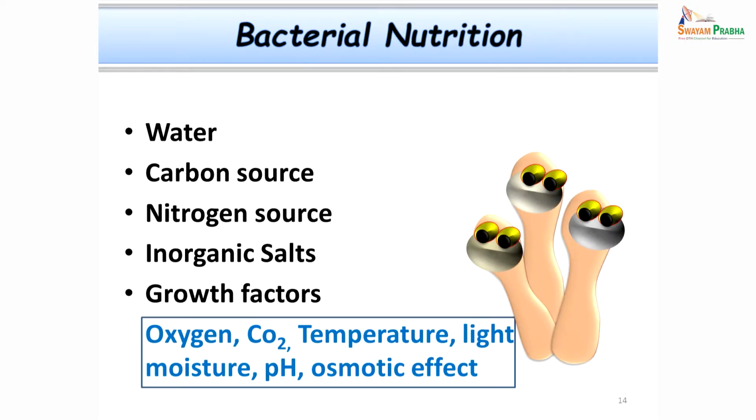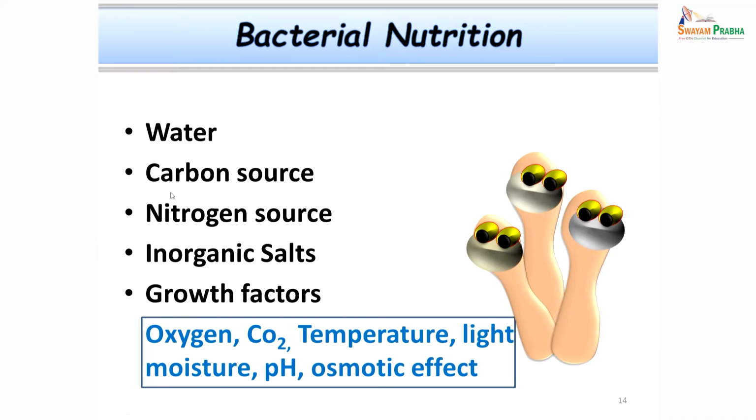Once we know the bacteria grow rapidly, of course they need a staple diet for their survival. They need basically water, carbon dioxide, nitrogen source, inorganic salts, and some of them are exacting in their growth requirements. They require some growth factors like vitamins. Other than that, they also need oxygen. As I said, aerobes need oxygen. Some of them are capnophilic, in the sense they require 10% carbon dioxide for their growth. They also need the optimum temperature. Light, moisture, pH and atmospheric effect also have a great effect on their luxuriant growth.